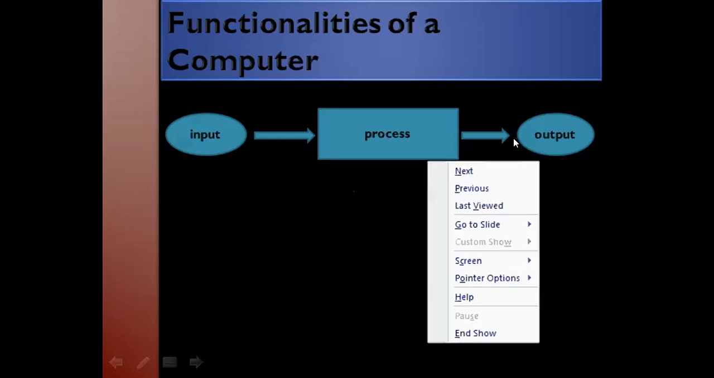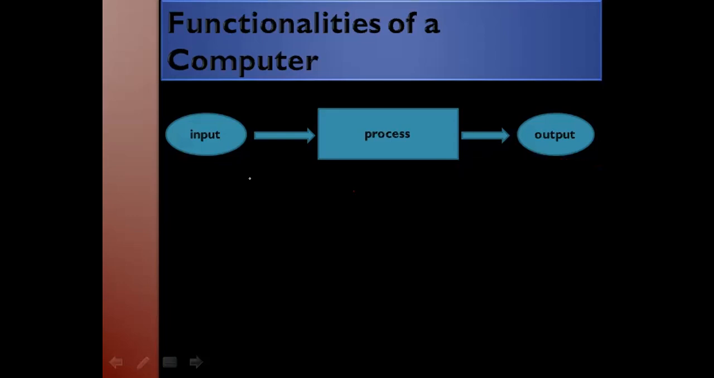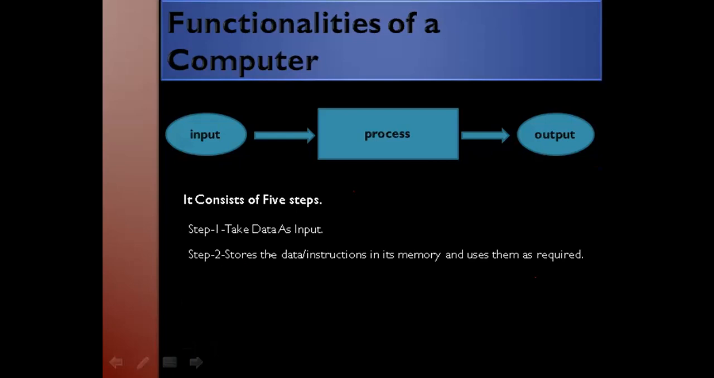This figure shows how data is processed in a computer. It consists of 5 steps. Step 1 is the computer takes data as input, and in step 2 it stores the data and instructions in its memory and uses them as required. मतलब कंप्यूटर डाटा को लेने के बाद उसको स्टोर करके मेमोरी पे रखता है और जब उसकी जरूरत पड़ती है तो उसको यूज करता है.